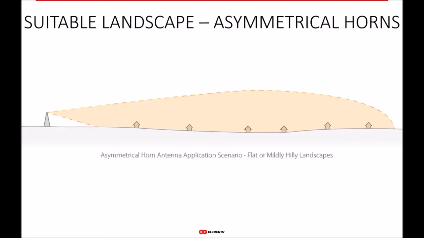Here we show which scenarios the asymmetrical horns are better for in terms of the variability of the landscape profiles. As I mentioned before, the radiation pattern of the asymmetrical horns is flatter from the top, so it has a smaller beam width in the elevation than in azimuth. And just by this merit, it's more suitable for flat or mildly hilly landscapes, and also the areas where those additional few dBs of gain come in handy because the customers might be further away from the site.